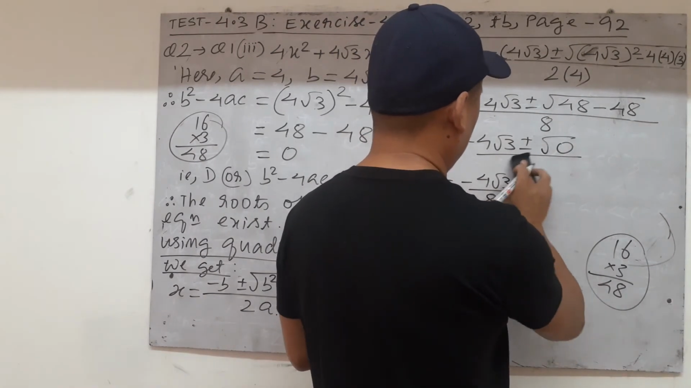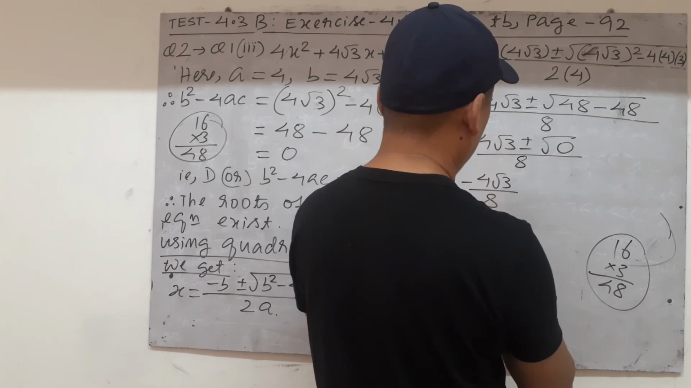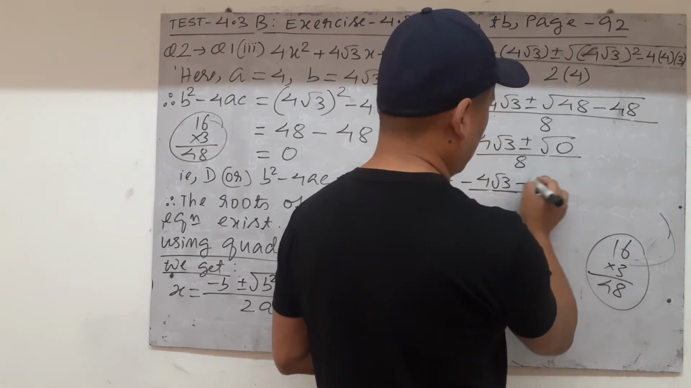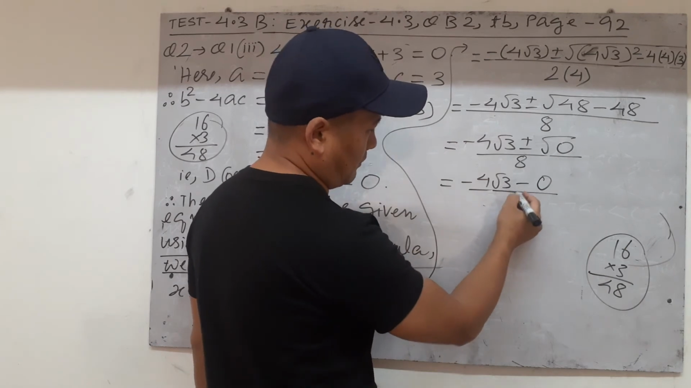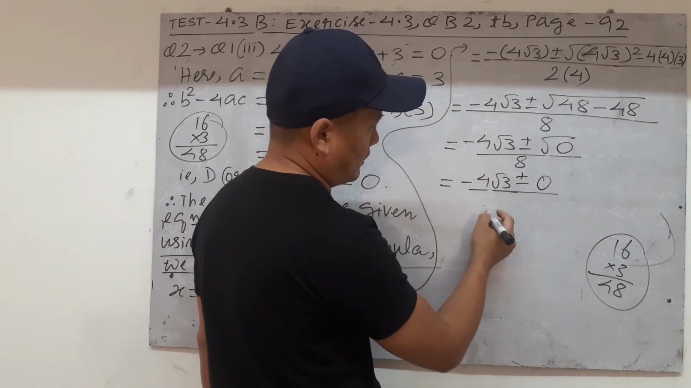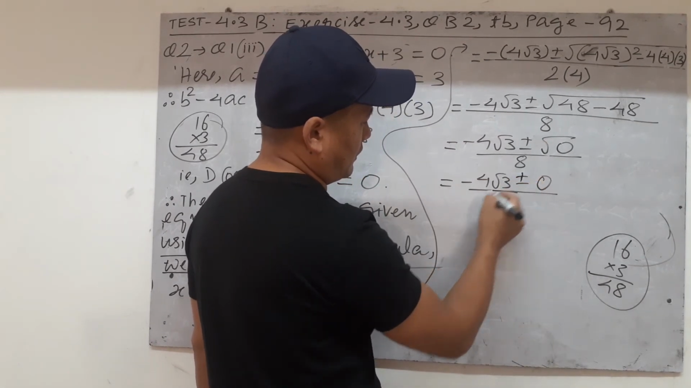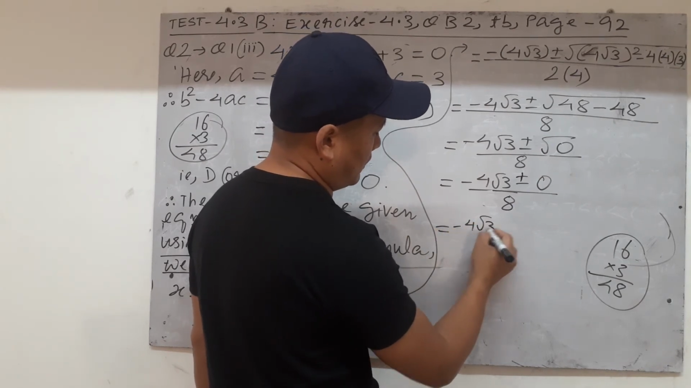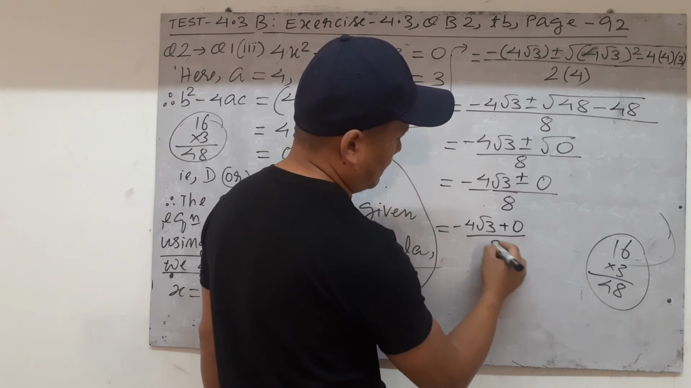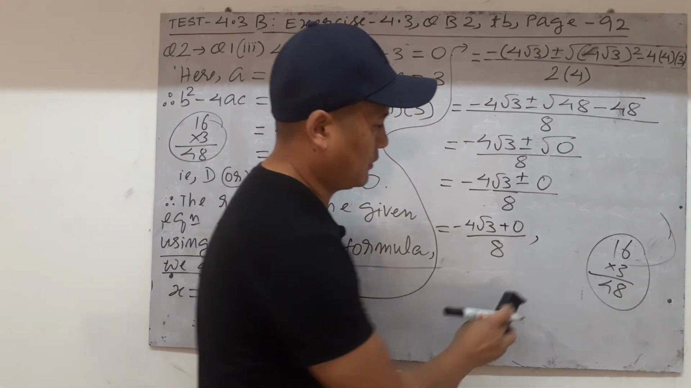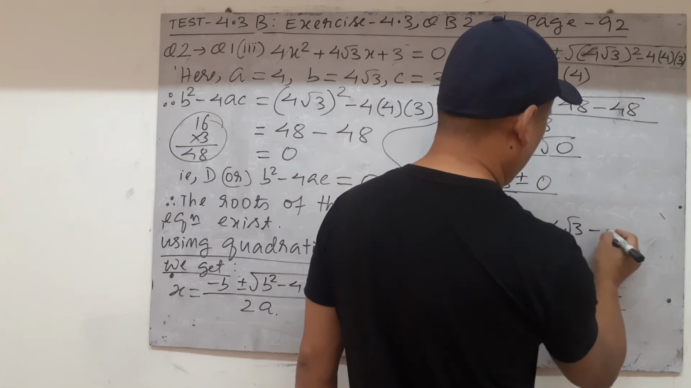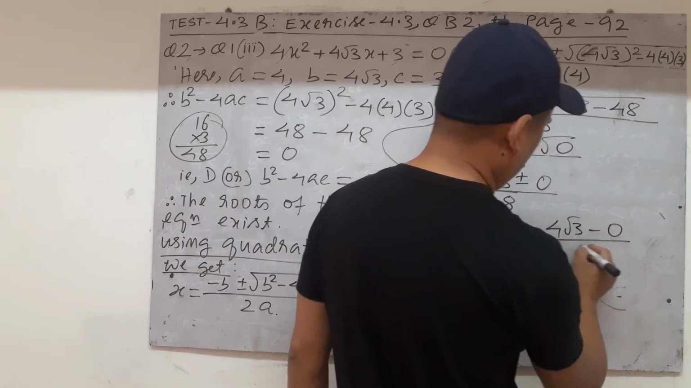Okay, before that, 4 root 3 minus root 0 is simply 0. No root need be put there. Plus minus divided by, as you can see here. So the first answer is minus 4 root 3 plus 0 by 8, comma, because it has two roots now, 4 root 3 minus 0 divided by 8.